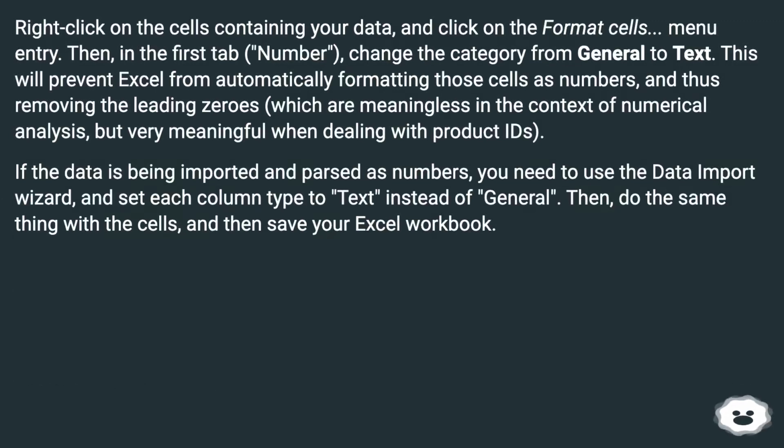Right-click on the cells containing your data, and click on the Format Cells menu entry. Then, in the first tab, Number, change the category from General to Text. This will prevent Excel from automatically formatting those cells as numbers, and thus removing the leading zeros, which are meaningless in the context of numerical analysis, but very meaningful when dealing with product IDs.